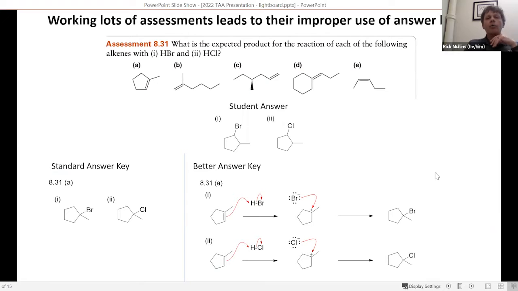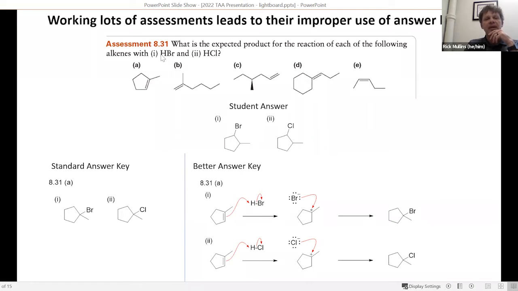Okay. All right. So the second one that we look at, and the one that I actually like the most, because I think students that are going to do the work will need this most, is this idea that working lots of assessments leads to the improper use of answer keys. And this is one that, even if you don't have organic chemistry knowledge, I think, or not having organic chemistry knowledge might make this point even more clear.